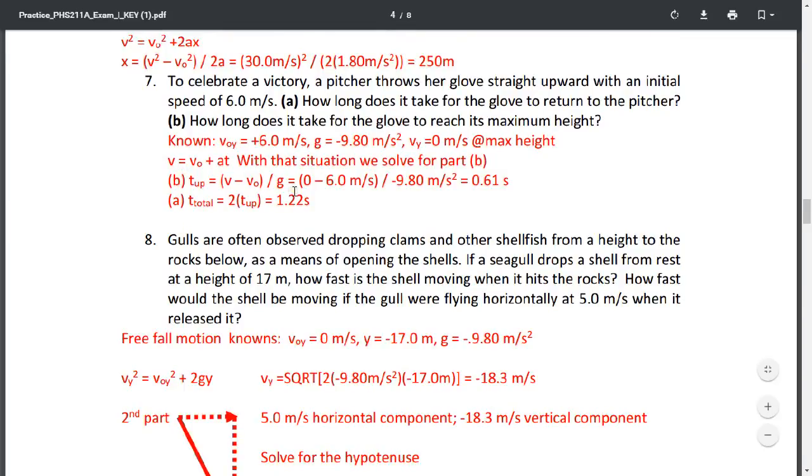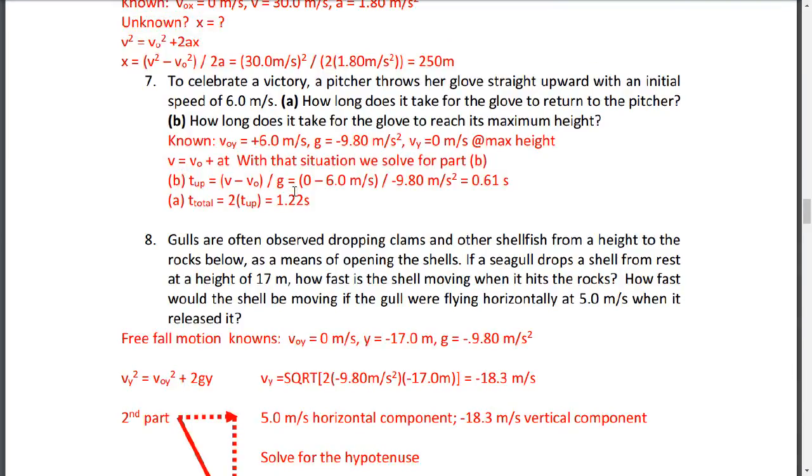All right, so we're celebrating a victory and throwing the glove straight up in the air with an initial speed of 6 meters per second.